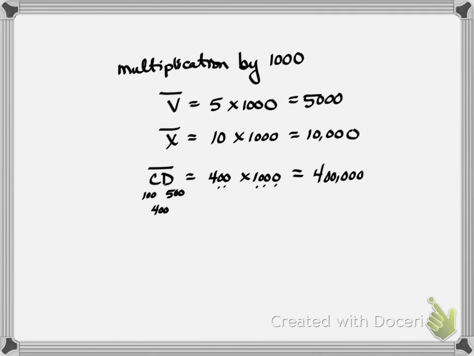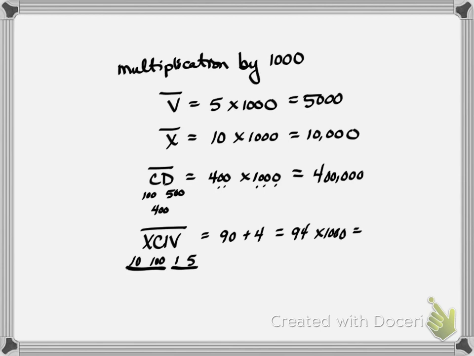And one last one. Let's say you have XCIV with a bar over it. Just write down what your numbers are. You've got 10 and 100 and 1 and 5. That means that we're going to subtract 10 and 100 there, so that's 90 plus, oh, it's little and then big, so we have to subtract those also. So that's 94 times 1,000, which is 94,000.